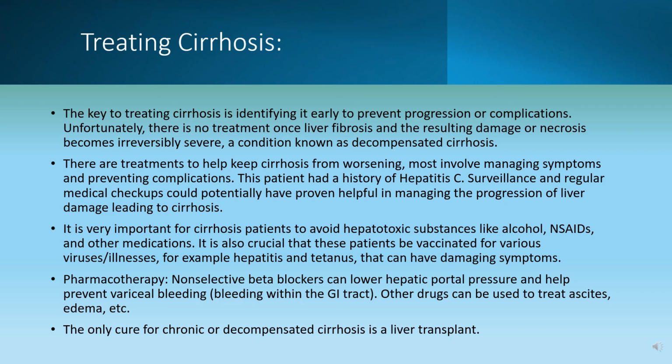Cirrhosis patients should avoid hepatotoxic substances, especially things like alcohol, NSAIDs, and other drugs or medications. It is also very important for patients to be vaccinated for the various viruses, such as hepatitis, that are known to cause inflammation and can further damage the liver. Some medications are used to aid in these efforts. For example, non-selective beta blockers can be used to treat hepatic portal hypertension and internal bleeding. The only cure for chronic or decompensated cirrhosis, or once the damage is irreversible, is liver transplant.